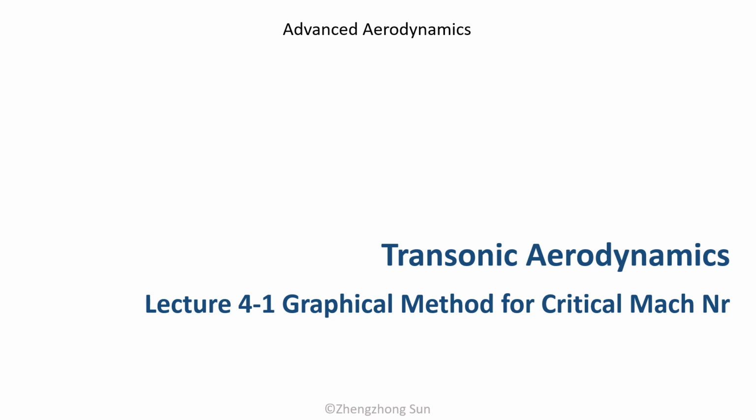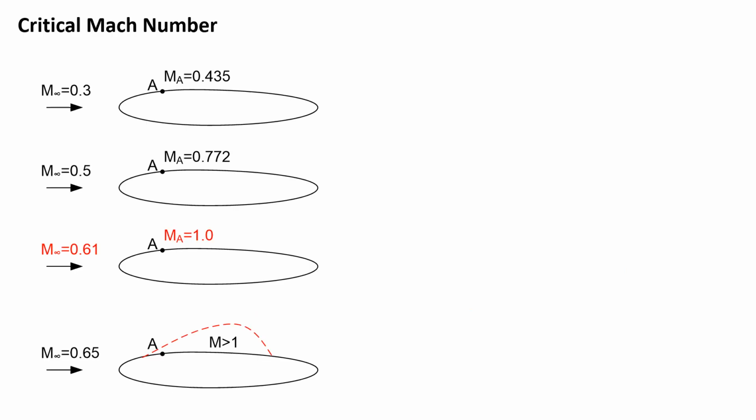In this mini lecture, we will try to explain how to calculate the critical Mach number by using the graphical method. So let's see what the so-called graphical method is. We've seen this kind of plot earlier when we introduced the critical Mach number, and we know when the free stream Mach number is 0.61, a single point A has a sonic speed over the airfoil, which is Mach 1.0.